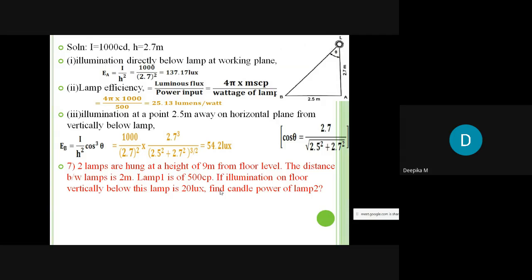Here they told that there are two lamps hung at a mounting height of 9 meter, and the distance between the lamps is 2 meter, and lamp 1 is of 500 cp, and the illumination on the floor directly below it is 20 lux. Find the candle power of lamp 2. So let us list out the data. First of all, we have to draw the diagram. Here we have two lamps, L1 and L2, the distance between them is 2 meter, and they are 9 meter away from the floor.